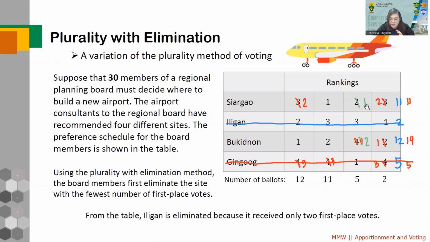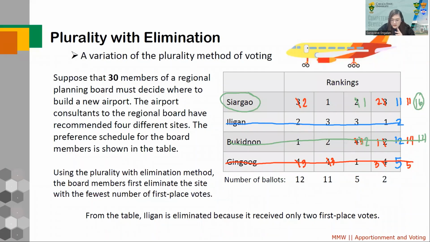So, i-count na nato ang number of ballots. Sa Siargao, pila ka buok number 1? Duha. No? Pero pila man ang number of ballots you have? 16. What? 11 plus 5. So, this is 16. Sa Bukidnon, you have 12 plus 2. So, that is 14. So, kinsa atong eliminate? Si Bukidnon, kay 14 si Bukidnon, 16 si Siargao. So, pasabot, ang nidaog kay si Siargao. Pinagat ninyo ang process niya?